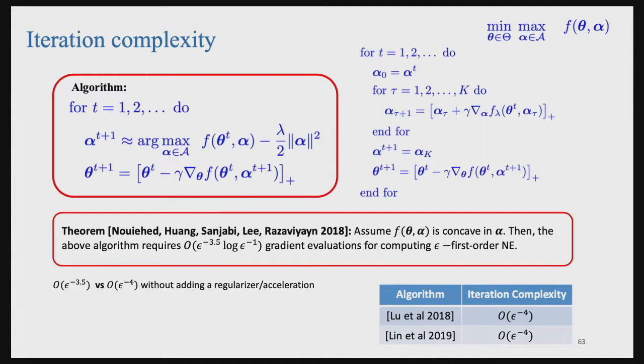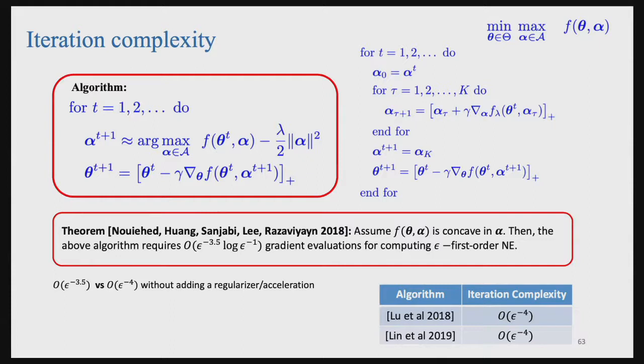Why does alpha need to be updated k times? And why is it k instead of just one? What happens if it's just one? Okay. If I just update once, in many cases you actually do not get convergence, and you can verify it by training even a simple, for example, GAN.